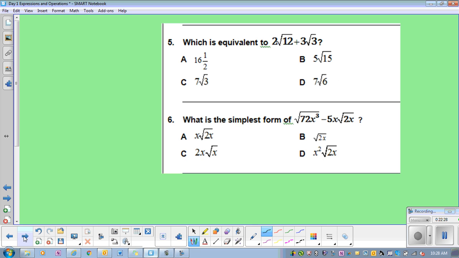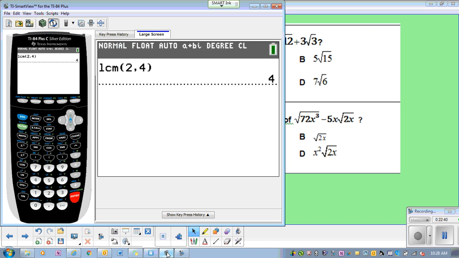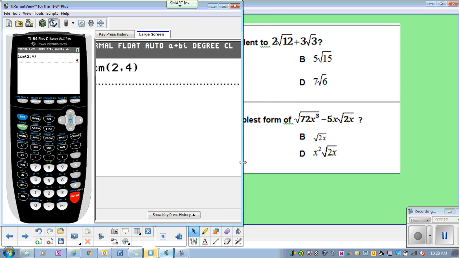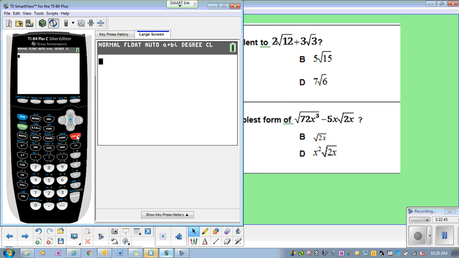Okay. So number 5, which is equivalent to this? All right, I'm showing you a calculator trick here, okay? Shortcut time. All right. So I want you to go to your calculators, and I want you to put this expression right here into the calculator. So 2 root 12. Make sure you close your parentheses or arrow out of that radical, or else it's going to think everything you type in after goes inside, okay? 2 root 12 plus 3 root 3.